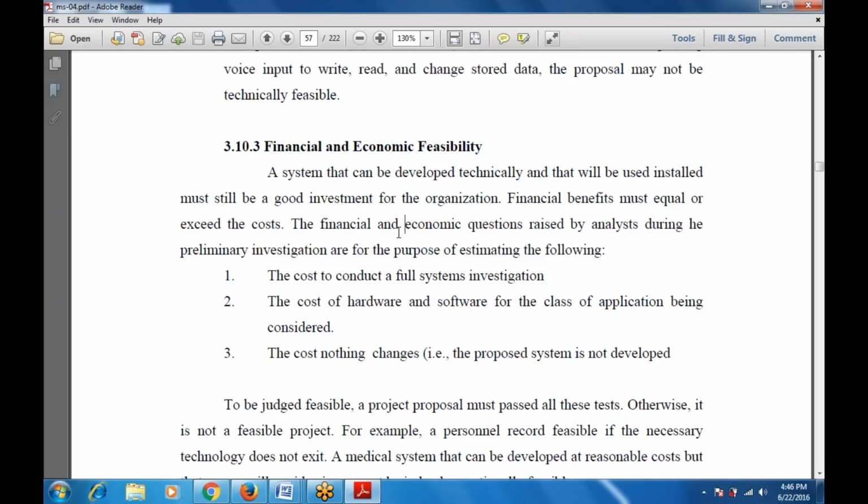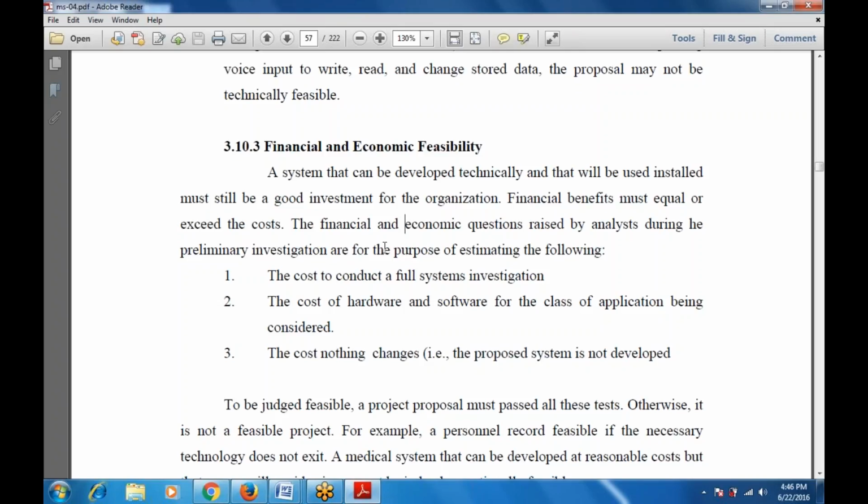Next one is financial and economic feasibility. That means, in money terms, we are talking about the system. Whether to proceed with the system development, whether we have enough money to proceed with the development or to make a new system. A system that can be developed technically and that will be used, once installed, must still be a good investment for the organization. The financial benefit must equal or exceed the cost. So whether it is equal to the cost, or exceeding it and providing profits.